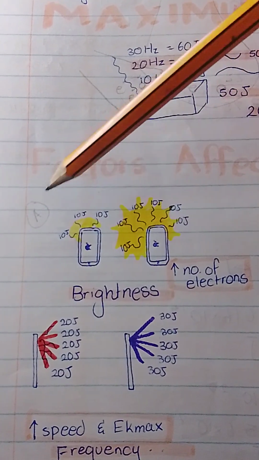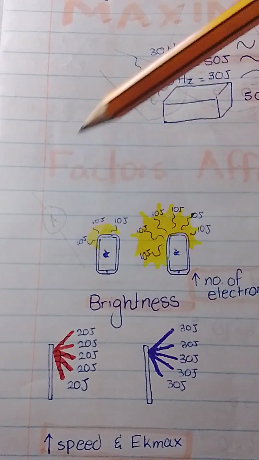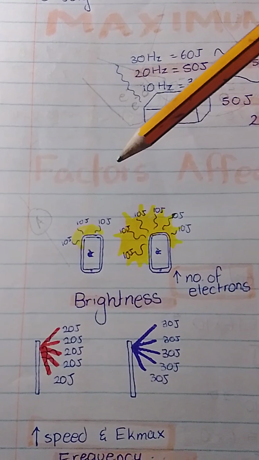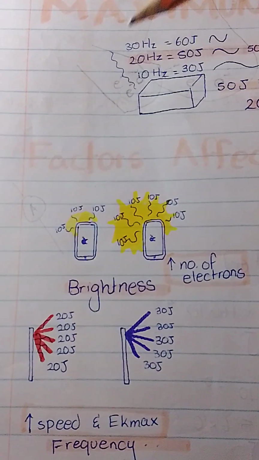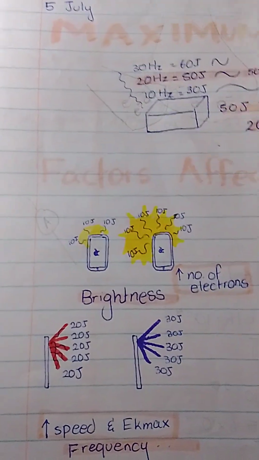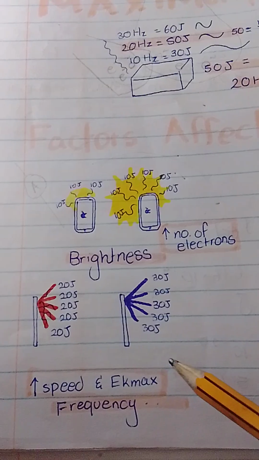If there's an increase in brightness, the ammeter reading will increase, because the ammeter counts the number of electrons passing per second, or per unit time. So brightness is the only thing that's going to affect the ammeter. They ask this question every time. Then we have the frequency.